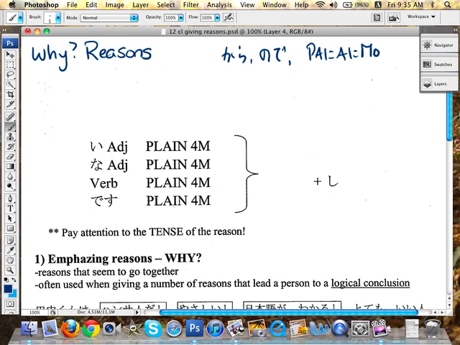And the way that we do this is to take any of our items in the plain form and just simply add shi on the end. Remembering that the plain form, so just like kara, just like node, you have to choose the correct form, present or negative or negative past.